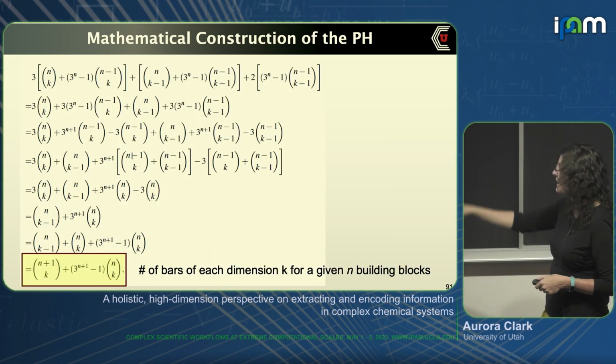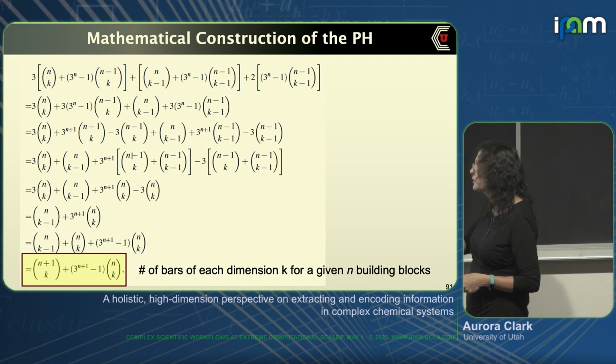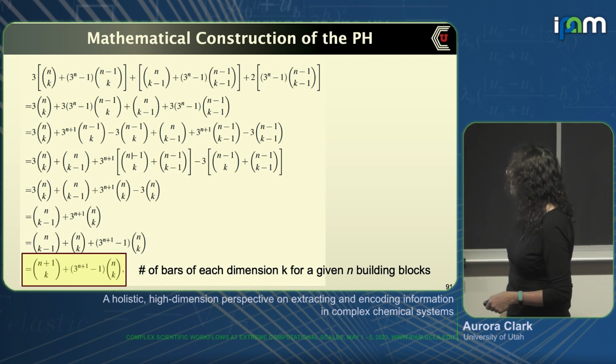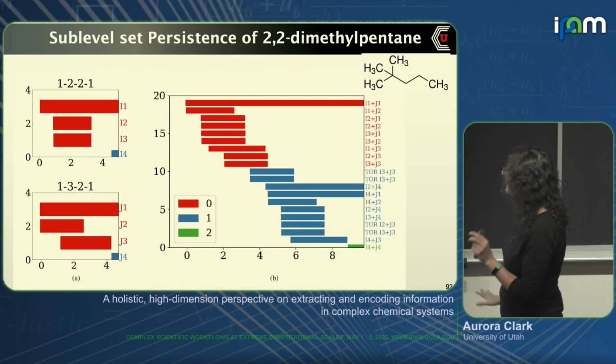And so I'm not going to go through with that, but basically you're just going through the combinatorics, going through all the math. But basically you can figure out the number of bars of each dimension k for a given set of n building blocks. And so here's kind of a nice example.